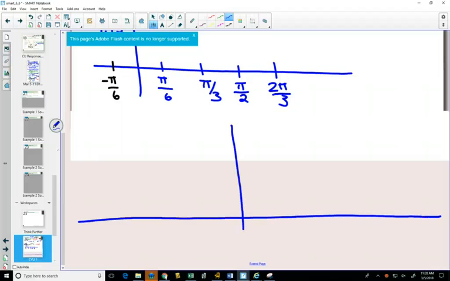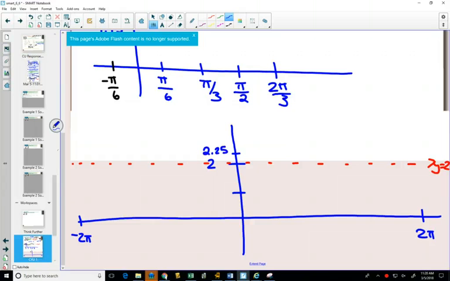I'm going to split this perfectly in half. I'm going to mark 2 pi here and negative 2 pi there. And I'm going to try and transfer everything that we had on our first graph over to this new scale. So we still have our center line at 2. We still have an amplitude of 1/4, so our maximum value will still be 2.25, and our minimum value will be 1.75.